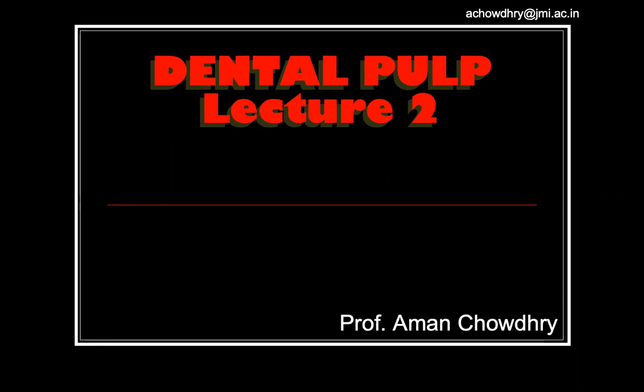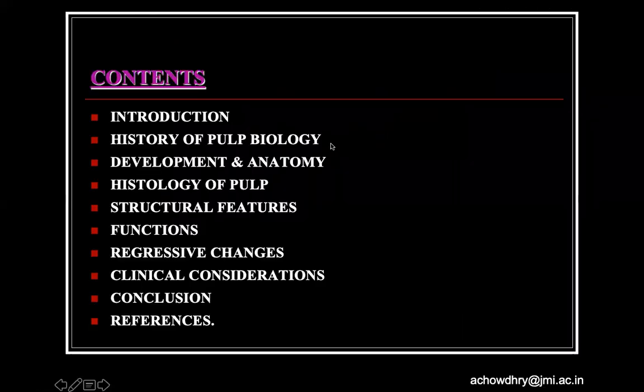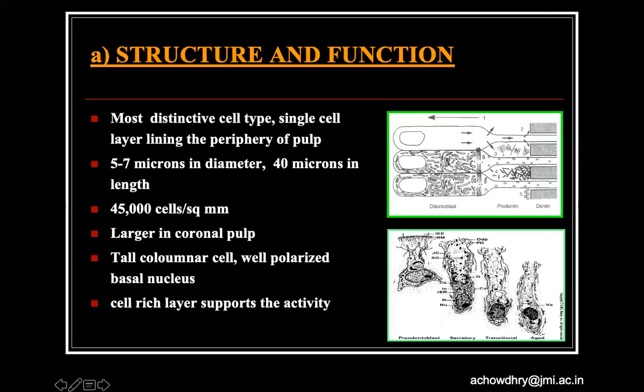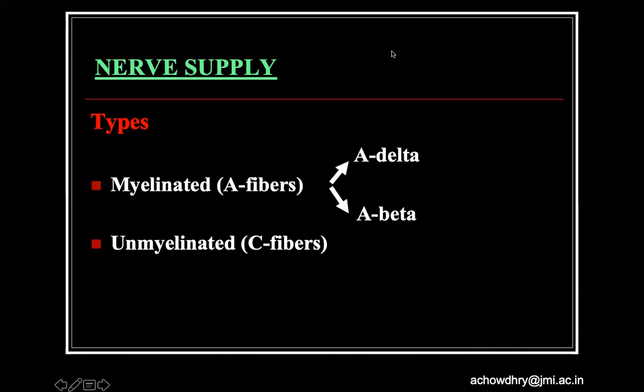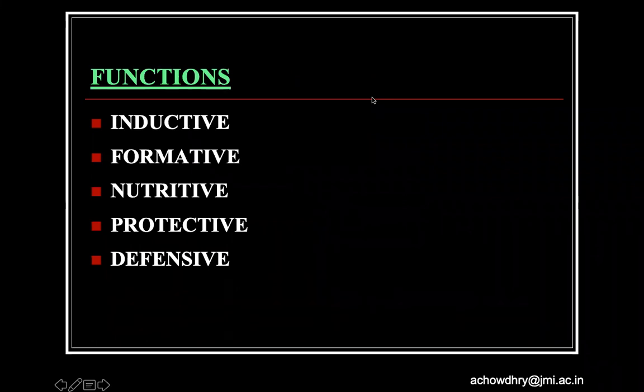Crossing that, introducing you to the cellular elements, now is the time, very shortly, that we should concisely understand what the functions of pulp are. So if I take you to the functions of pulp, this is where we had reached. We had discussed the nerve supply, and what kind of fibers are there. Functions of pulp, very rightly enumerated on your slide, are inductive, formative, nutritive, protective, defensive.